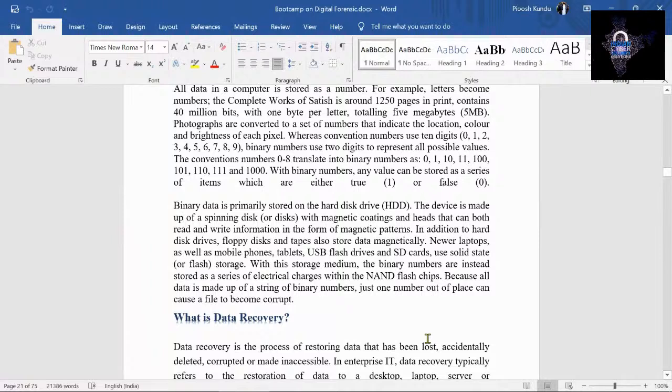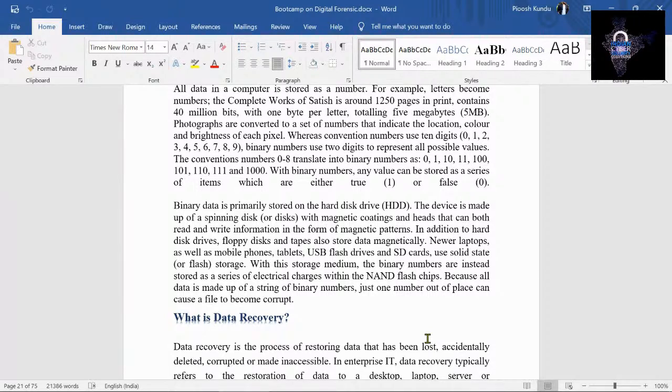Now, binary data is physical. It is primarily stored on the hard disk drive, or HDD. The device is made of spinning disks with magnetic coatings. The head can both read and write information using the magnetic patterns. In addition to the hard disk drive, floppy disks and tapes also store data magnetically.